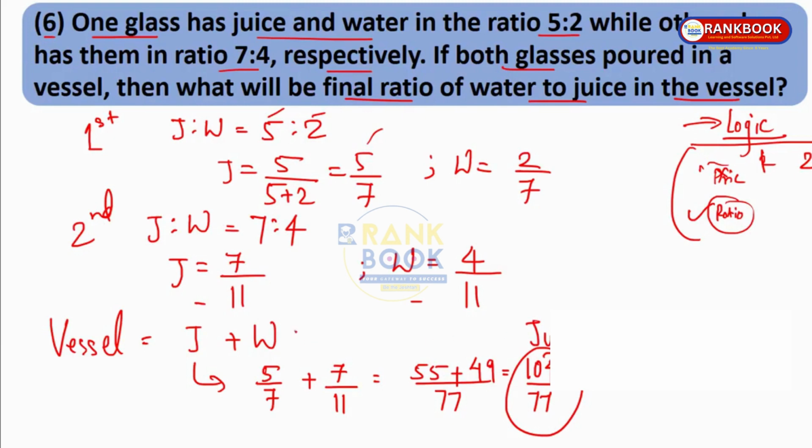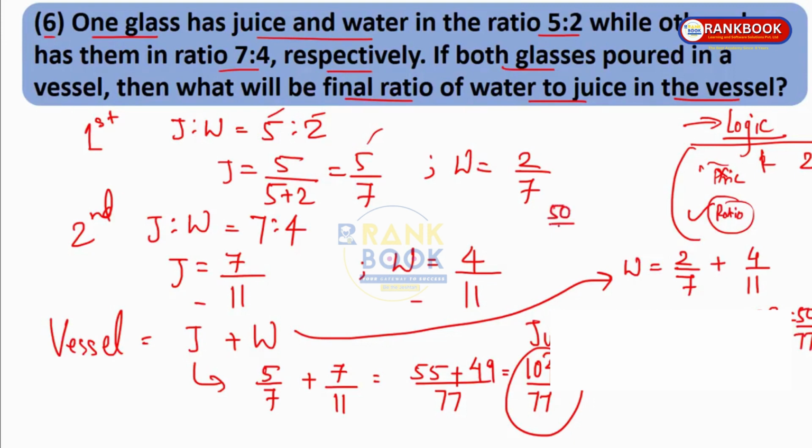Now, secondly, in the vessel, how much will be the water? Water from the first glass plus water from the second glass, that would be 22 plus 4 sevens are 28, so 50 upon 77. What do we want in the final vessel? What will be the final ratio of water to juice? Amount of water 50 by 77, juice 104 by 77, okay? This gets cancelled. This is water is to juice. What will you get over here? When we divide by 2, you will get 25:52. This is the final ratio of water to juice in the vessel, okay?